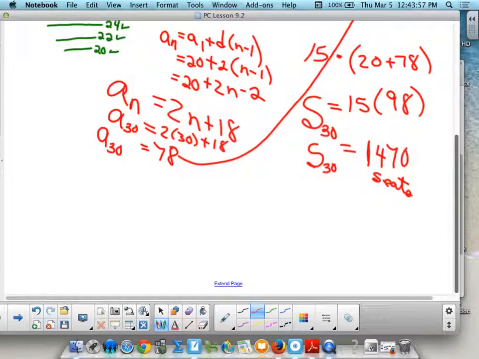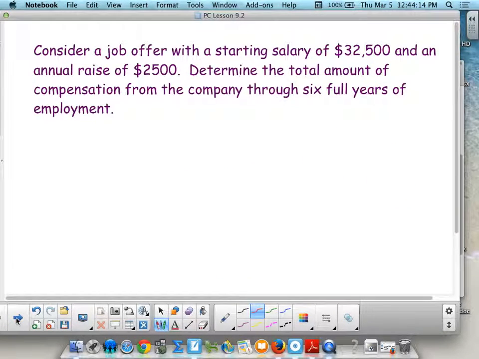There's one more story problem. Finish it up. It's almost the same thing. Actually, this next one, the sequence isn't that long. So if you really didn't want to use the formula on the next one, you could get away with it. But use the formula. Let's just get practice.